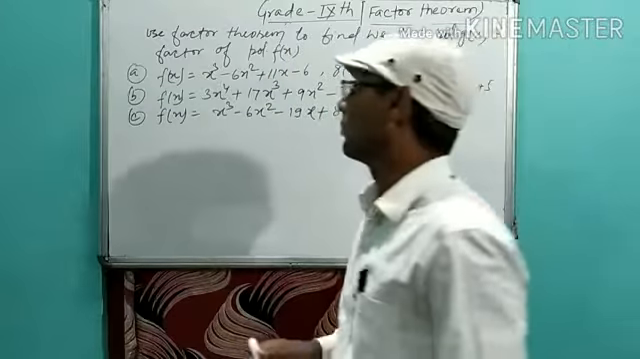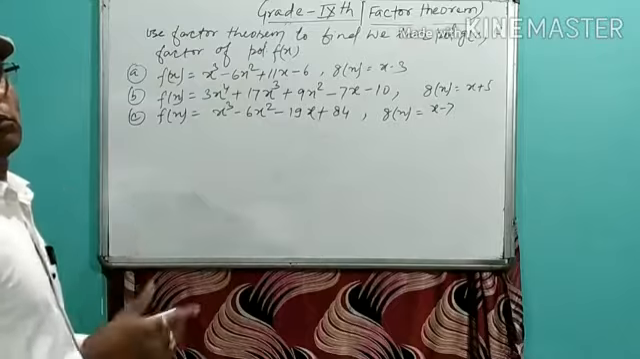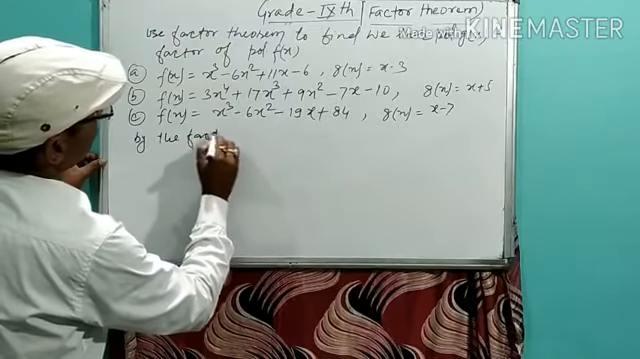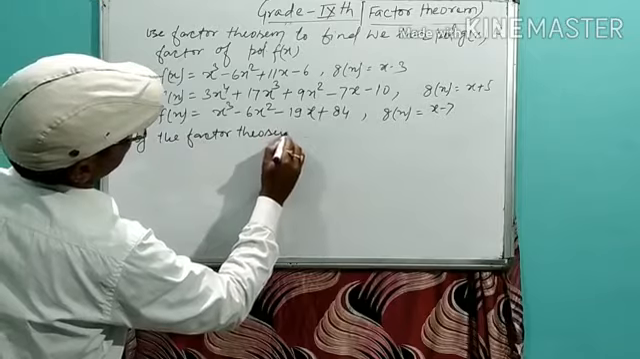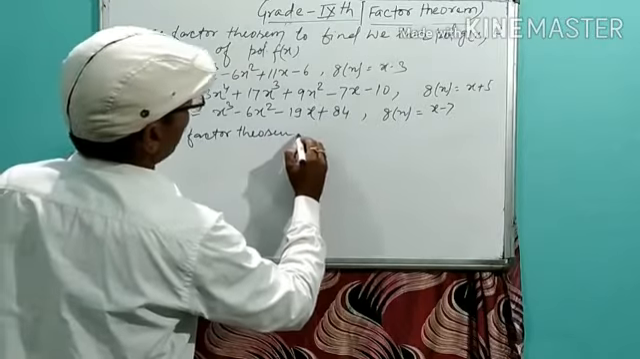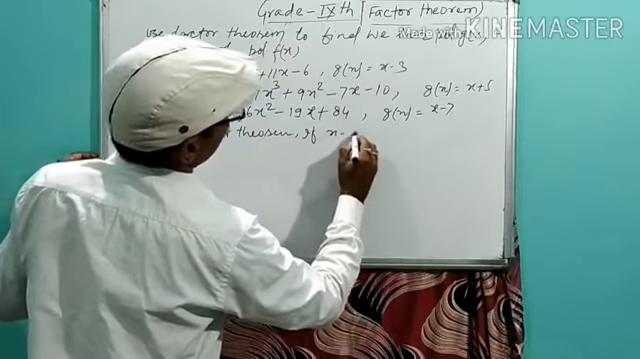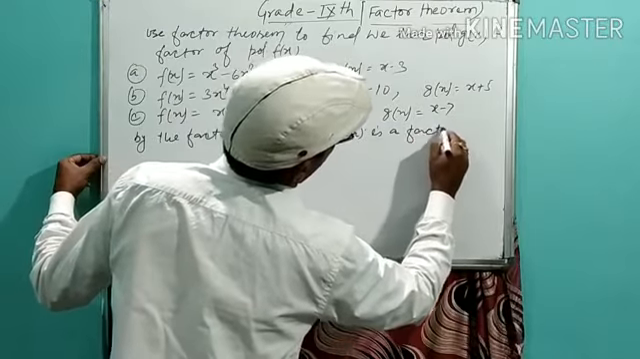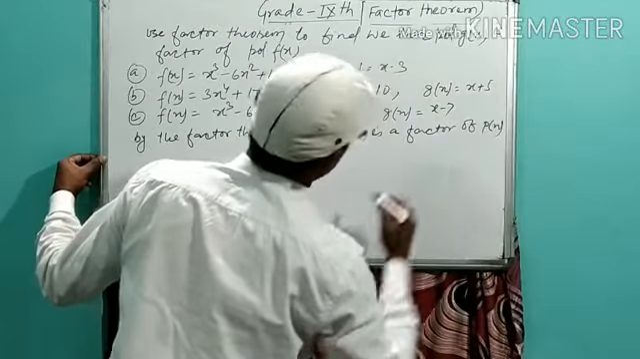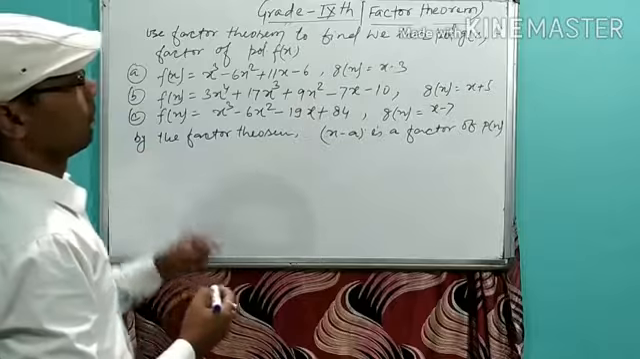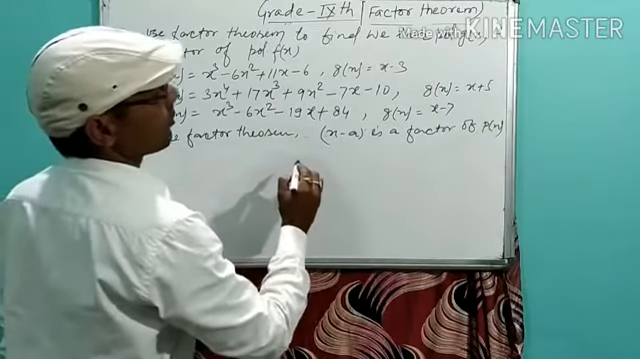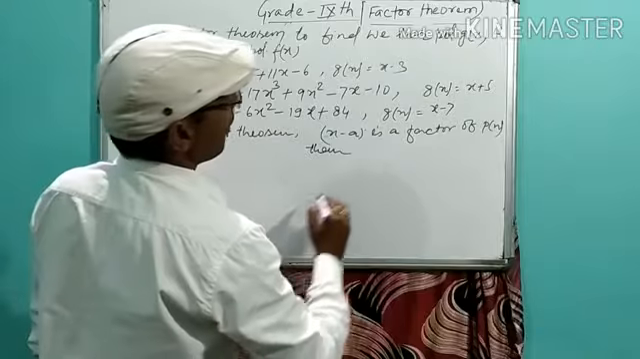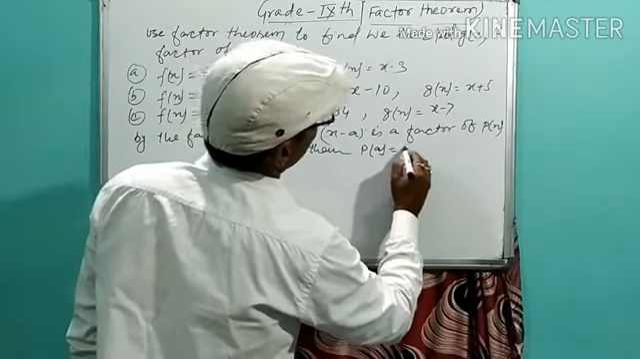By using the factor theorem, you know, by the factor theorem, if x minus 1 is a factor of p(x), then p(a) is equal to 0.